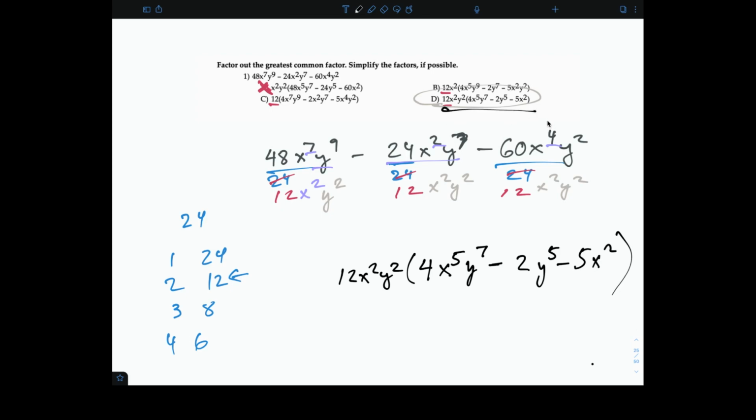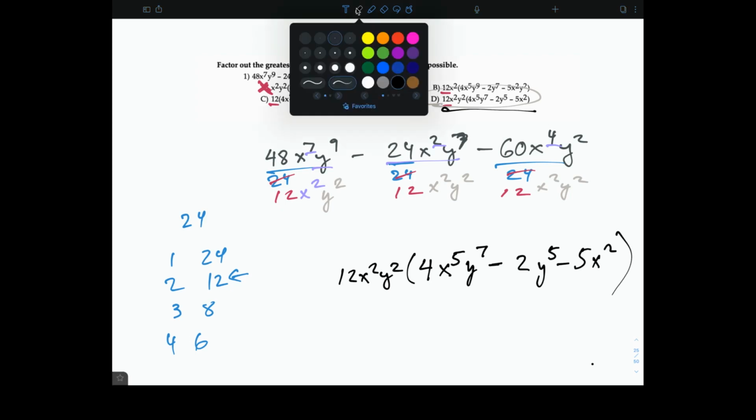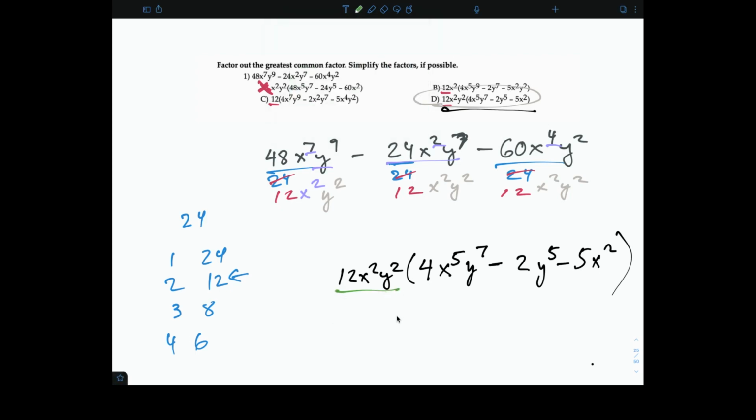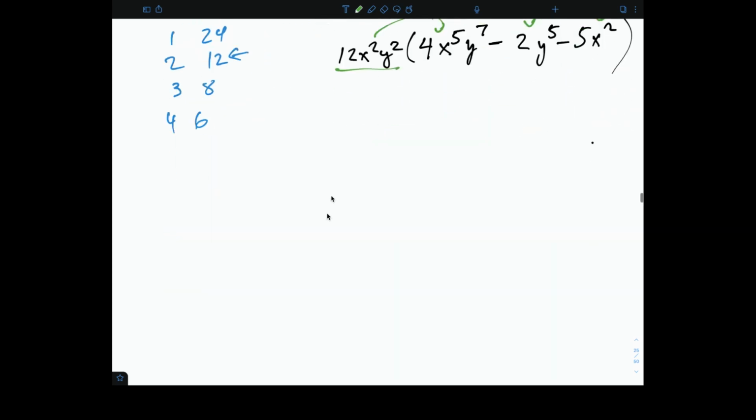Yes, it does. Now, if you're me, the very last thing you'll do, because I know I have a propensity towards making silly mistakes, is distribute one last time just to make sure it's correct. So that's going to be 48x to the 7th y to the 9th, which is what we had originally. The next set is going to be negative 24x squared y to the 7th, that's correct. 12x squared y squared, 12 times negative 5 is negative 60 x to the 4th y squared, boom. That is correct. And there you have it. All right, let's keep going.